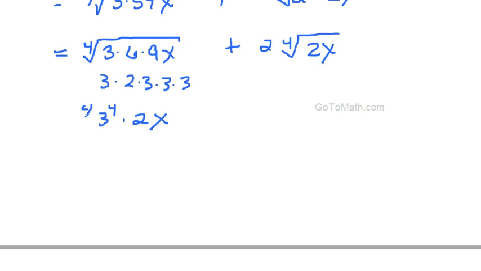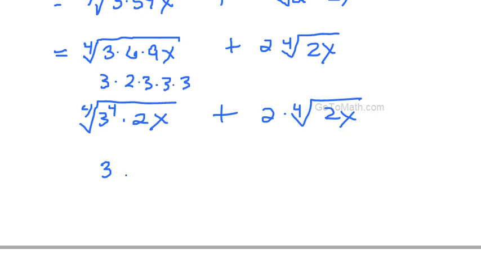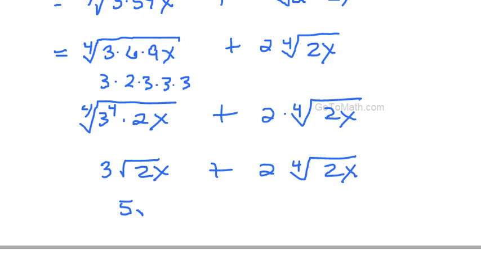Good. So we have 4 roots of 3 to the 4th times 2x, plus, we'll just bring this down, 2 times 4 roots of 2x. Now we can take the 4th root of 3 to the 4th, and that gives us 3 times 4 roots of 2x plus 2 times 4 roots of 2x. We have like radicals now, and we just add their coefficients. We get 5 times the 4th root of 2x.